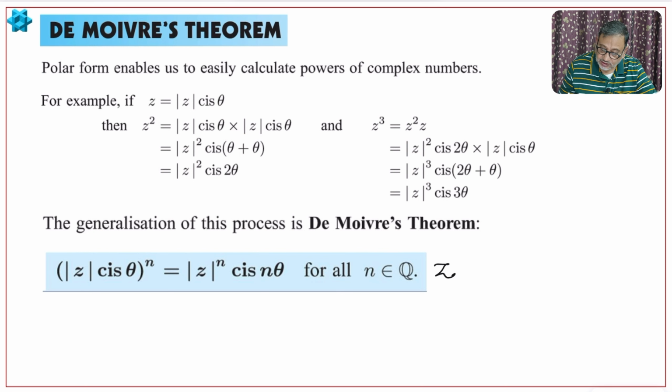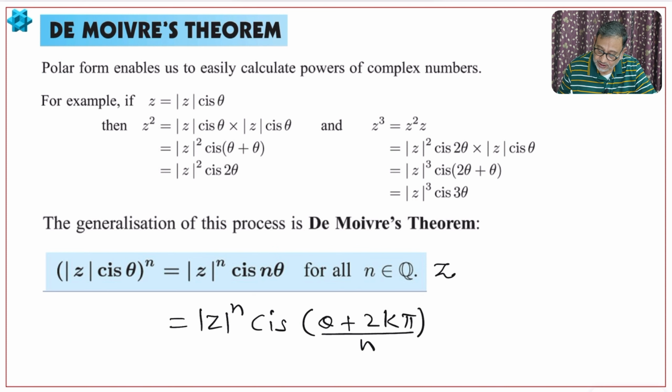If n is a rational number, then you will have it in a different form. It will be modulus of z to the power n cis of theta plus 2k pi, right. Okay, or theta plus 2k pi divided by n. It will be like that. Okay, is that clear to you? But anyway, we are going to see it later on.